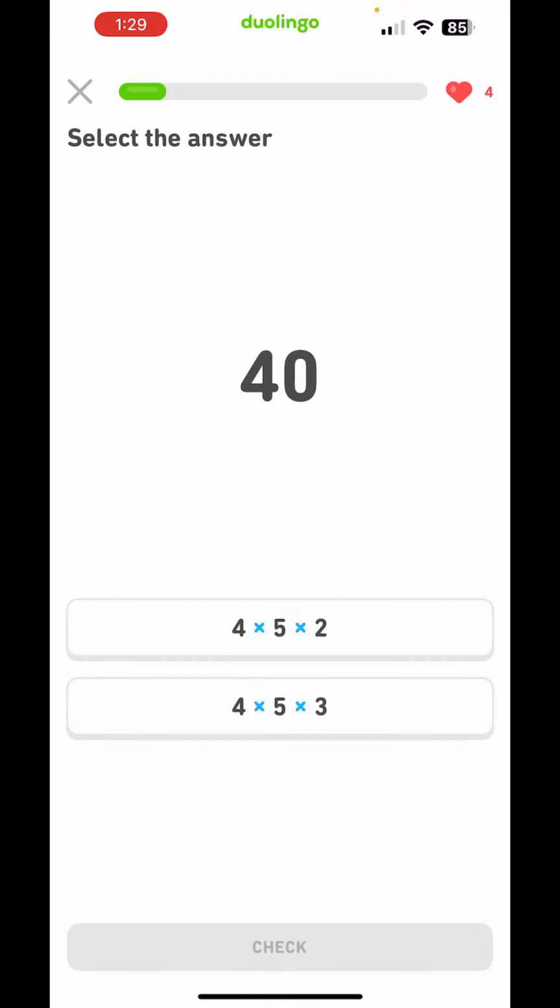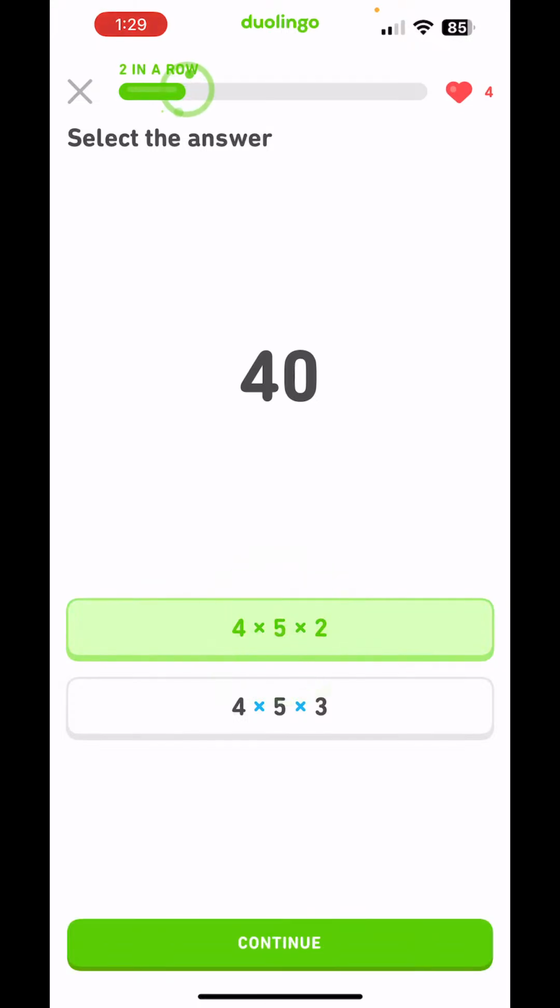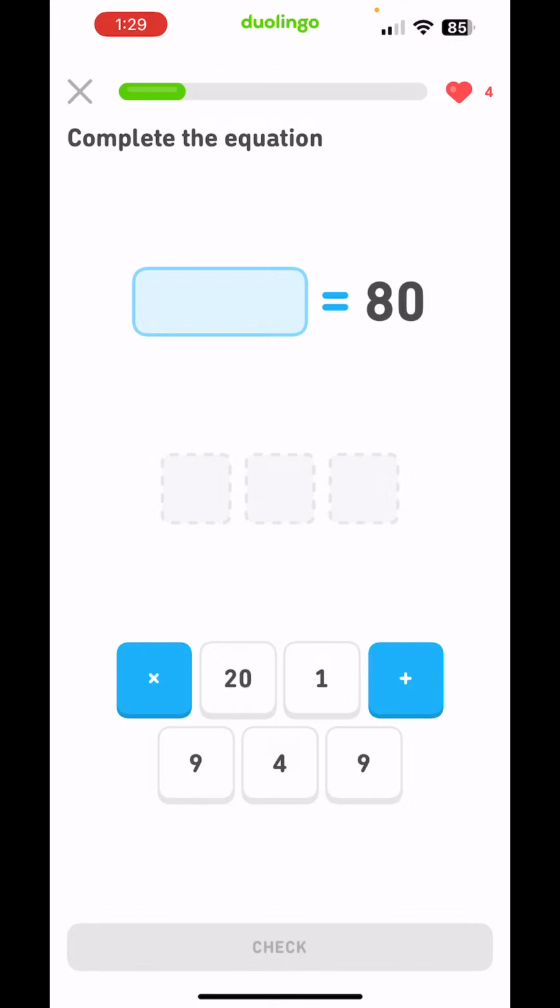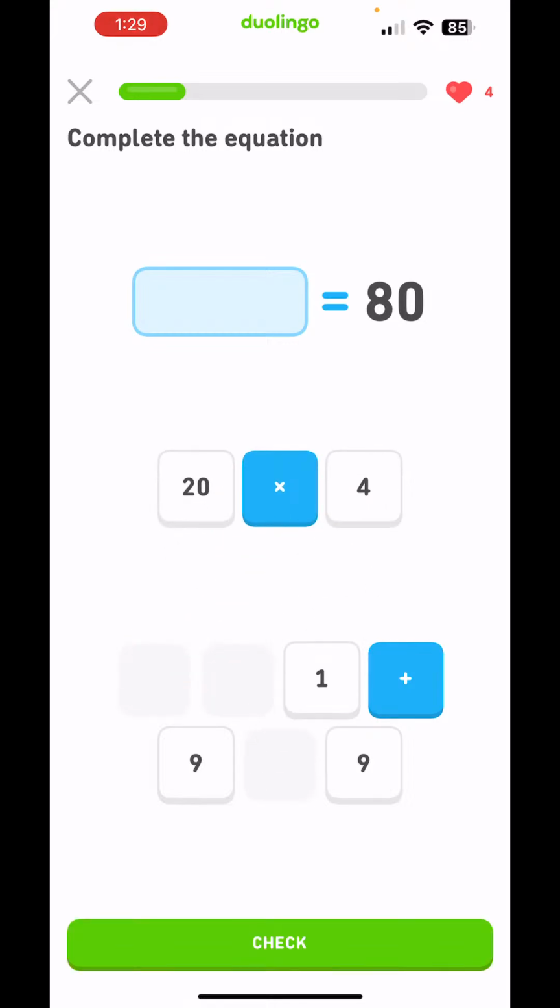Now, we have 4 times 5, which is 20. 20 times 2 is 40, right? Then 4 times 5 is 20, 20 times 3 is 60, so that's wrong. Now we need to complete the equation. What times what, or what plus what, will equal 80? We have 20 times 4, that will equal 80.